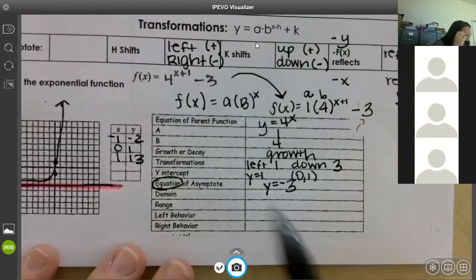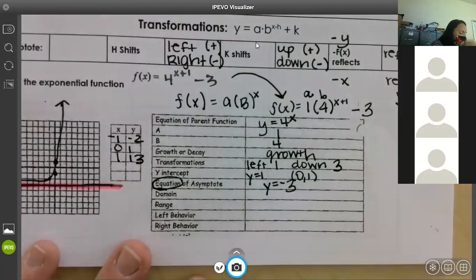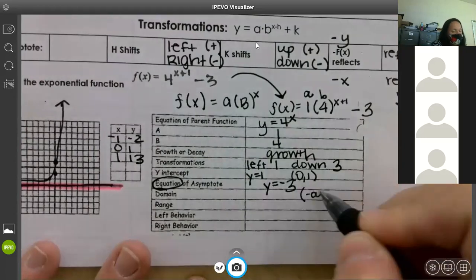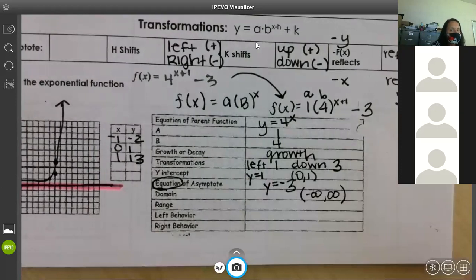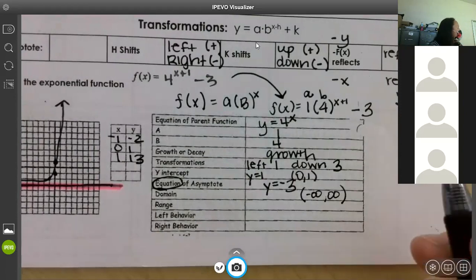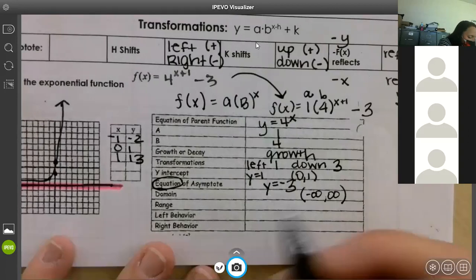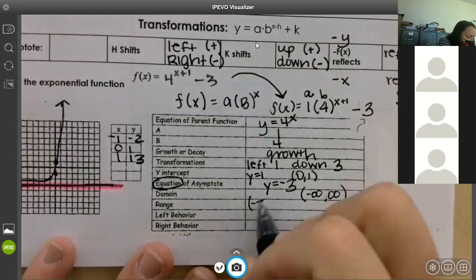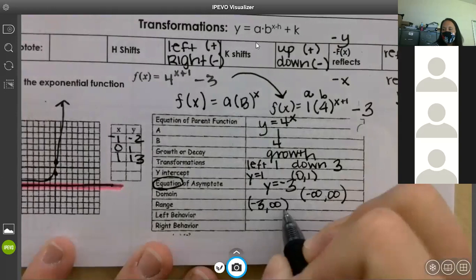Domain. How far left? How far right? Negative infinity, positive infinity. Perfect. And I just moved it over so my numbers didn't run together. What about your range? How low to how high? -3 to infinity. Is it included or excluded? Excluded. So parentheses, -3, all the way up to infinity.